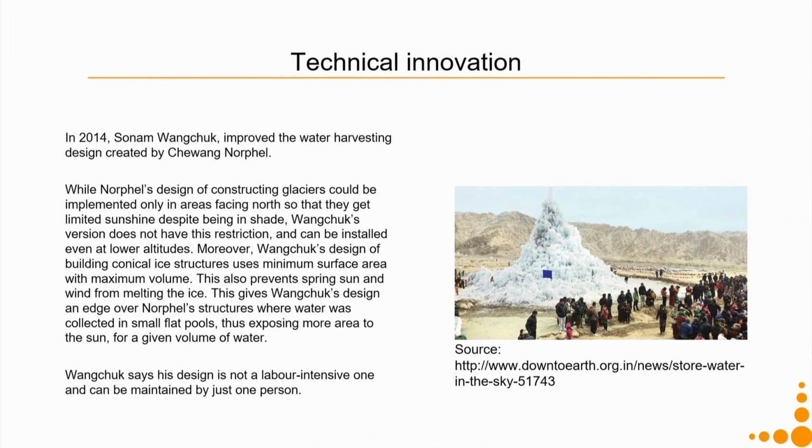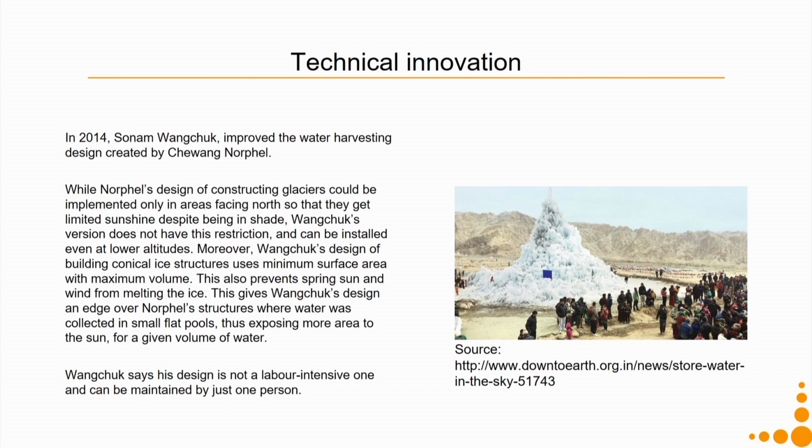So, Norfel's design of constructing glaciers could be implemented only in areas which face north, so that they get limited sunshine despite being in shade. Whereas, Wangchuk's version does not have this restriction and can be installed even at lower altitudes. Also, his design of building conical ice structure uses minimum surface area with maximum volume. This also prevents spring sun and wind from melting the ice. So, this design gives an edge over the previous one.